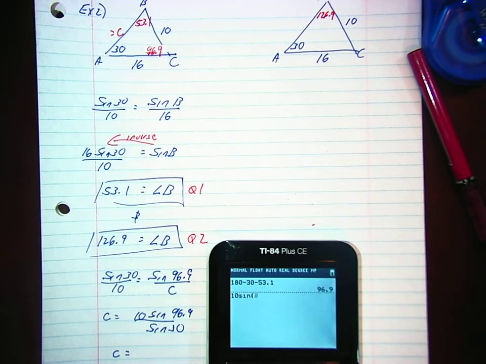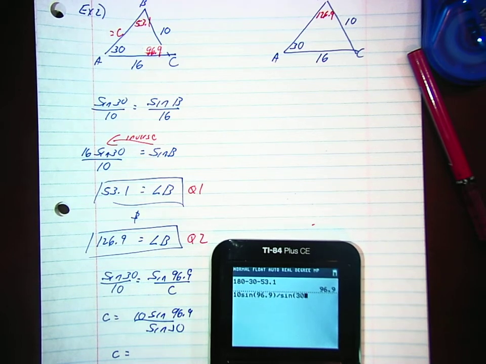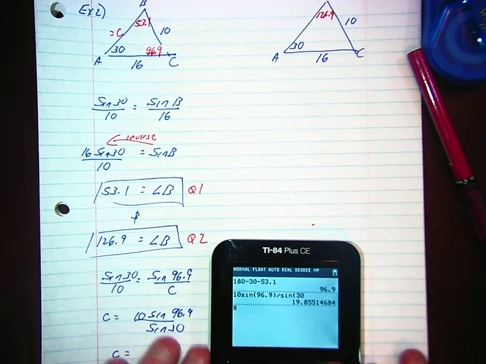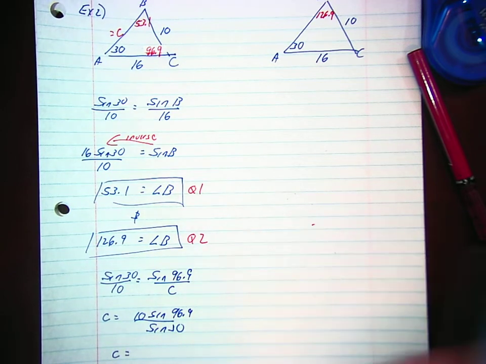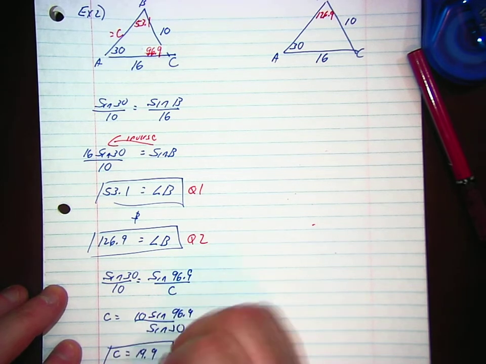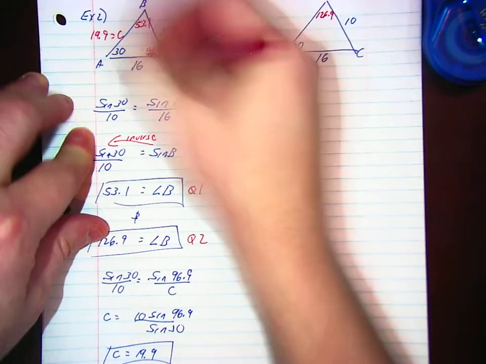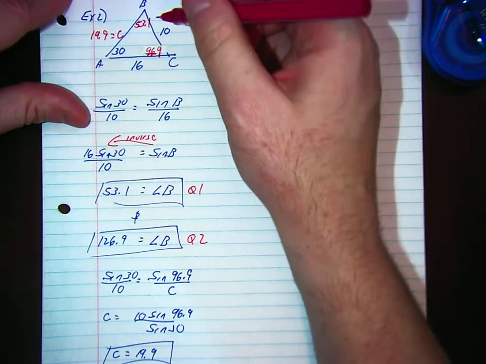10, the sine of 96.9, divided by the sine of 30. What do we get there? 19.9. So 19.9 is little c. Put that up in here. Real quick, check it again. It's worth your time to check.